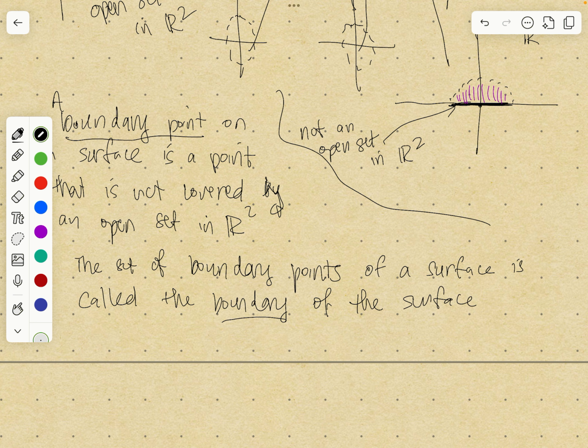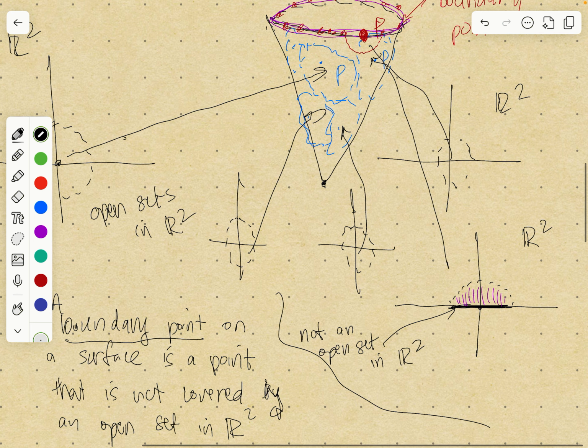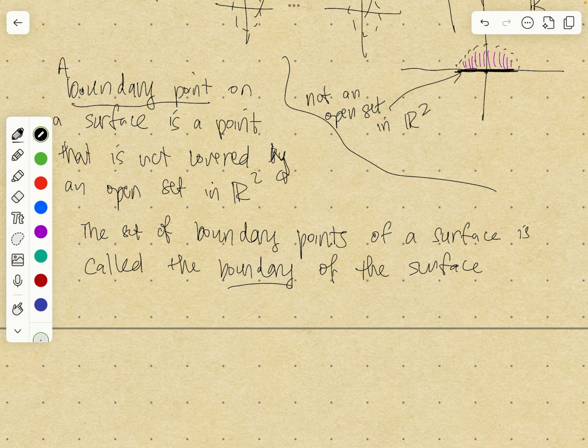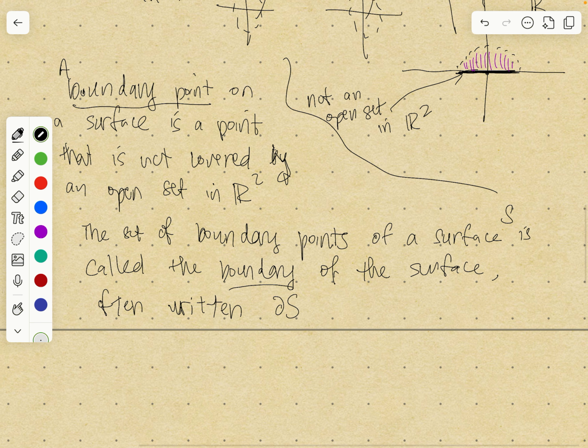And sometimes the notation is, if you have a surface S, so S is, in this case, your cone excluding the vertex, then if the surface is called S, the boundary is often written as this partial symbol S. Okay.